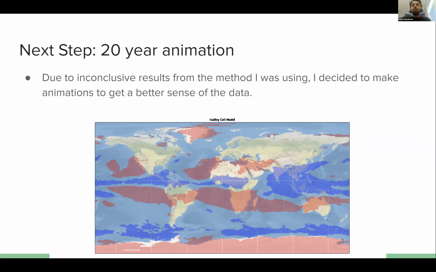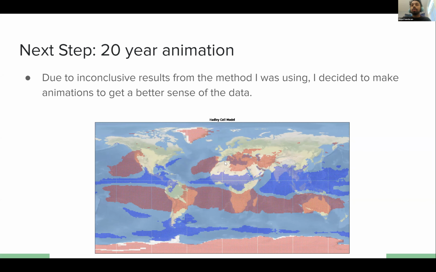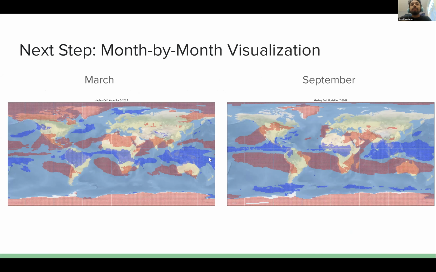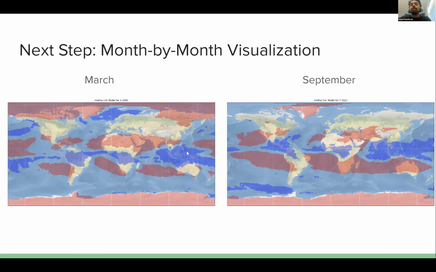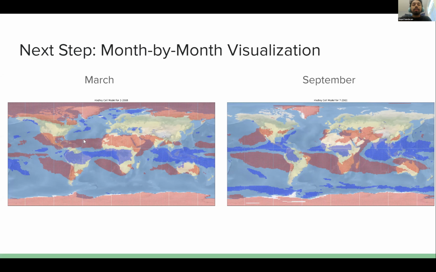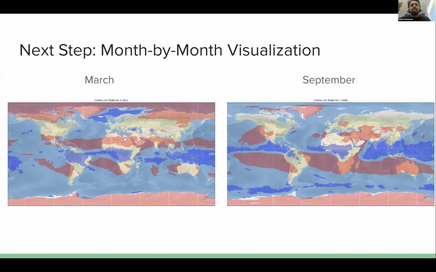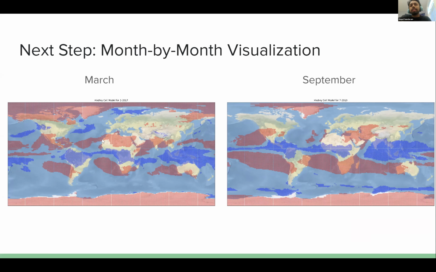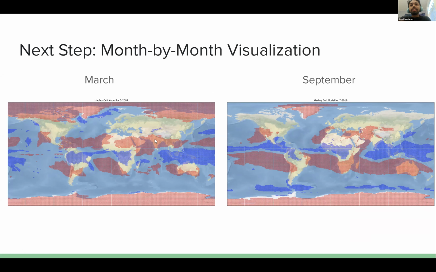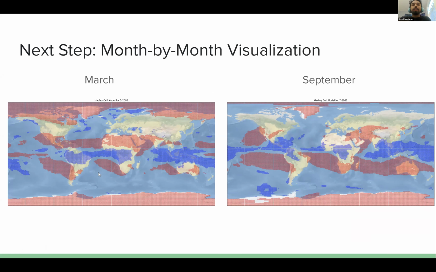But the next thing I really wanted to do, so I saw this and I said, okay, cool. Let me break this down month by month. I thought the two that were interesting enough for me to show were March and September. March, because you could get a really good sense of the bands here. I thought the bands were really nice to see. Also, March was the one that I initially started out with because it's close to the yearly average anyway. So you could definitely get a good sense of the bands that are passing around here.